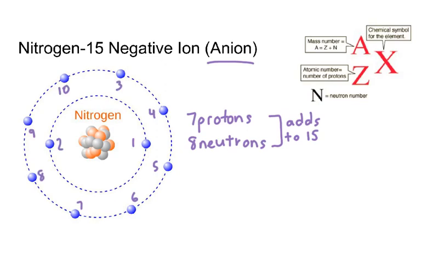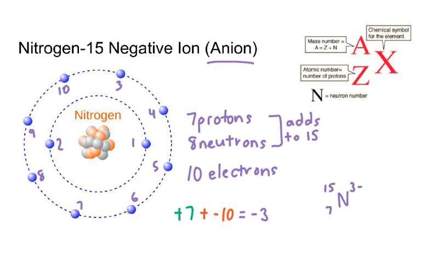Looking at the picture, there are 10 electrons around the nucleus. 7 positives plus 10 negatives adds to -3, which is the charge of this anion. So when writing the isotope notation, the charge 3- goes in the upper right-hand corner. The mass number 15 goes in the upper left, and the atomic number 7 goes in the lower left.